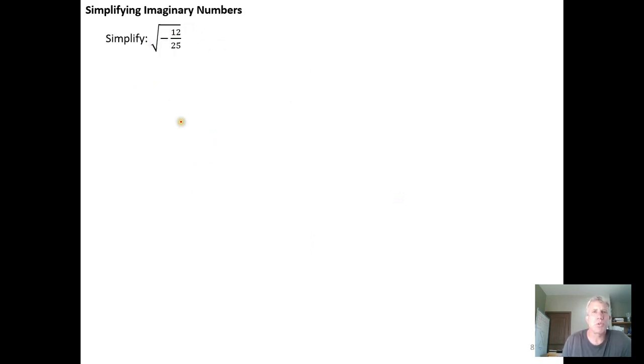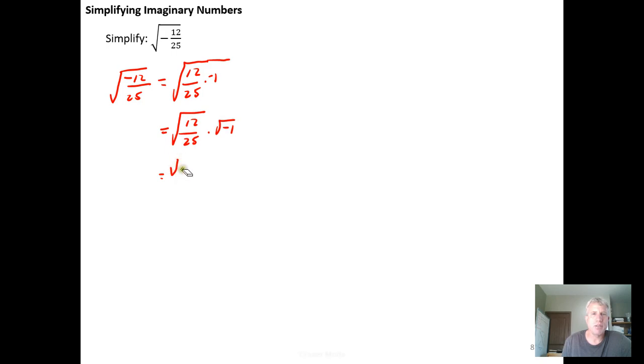So here's one where I have a quotient, and we'll play this one out a couple different ways. So we could start by saying, hey, I have the square root of negative 12 over 25. There's the number I'm starting with. And then I could recognize that this is the same as 12 25ths times negative 1, all under the radical sign. So I notice that I can break them apart into the square root of 12 25ths times the square root of negative 1. And then I want to start breaking these apart, so I want to look for perfect squares in here.